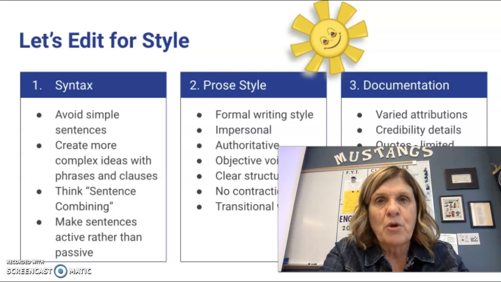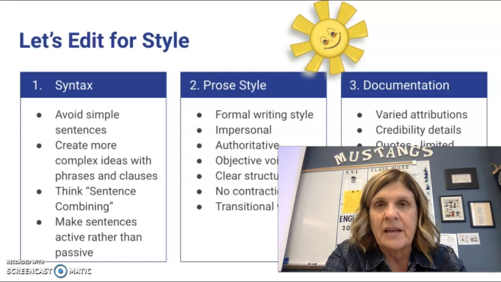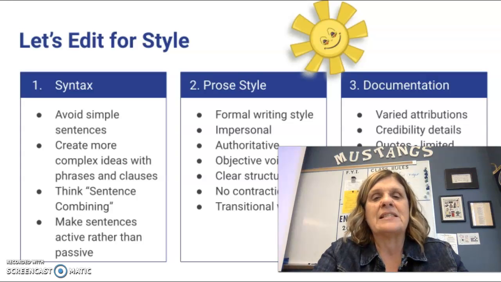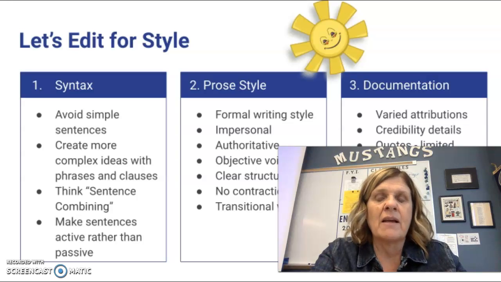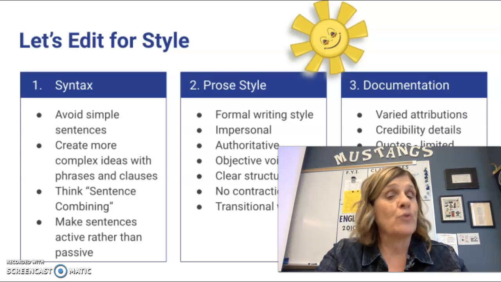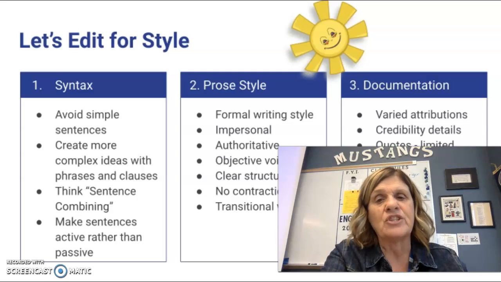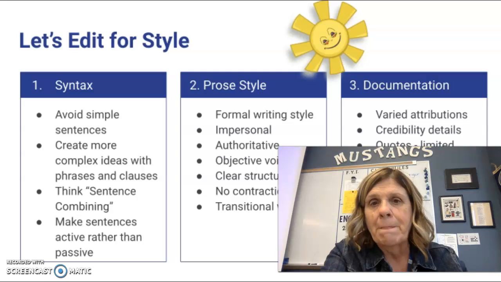The next one is prose style. Remember, a report, you are expected to write it academically in more of a formal voice. So that means that I should not see impersonal language. I shouldn't see things like contractions in your writing. I should be led through your writing with transitional words. So clean it up. Colloquial language, casual language has no place in a report.